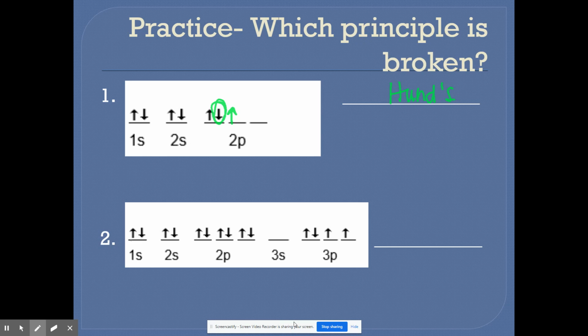Next, we have 1s, which is up, down, 2s, up, down, 2p, up, down, up, down, up, down, 3s. So there's our mistake right there. And the principle tells us that the lowest should be filled first. That is the Aufbau principle.